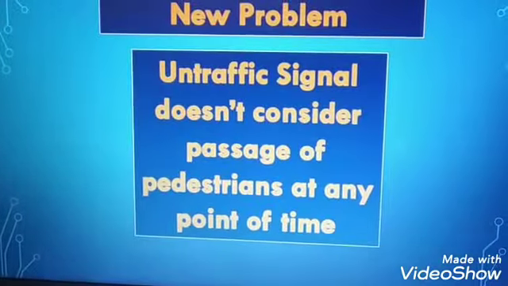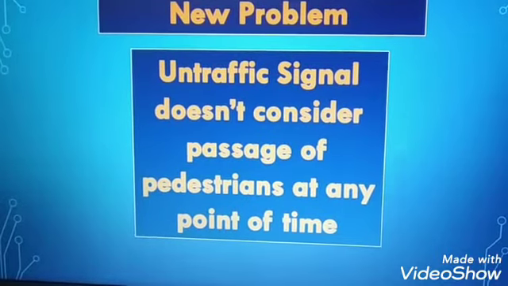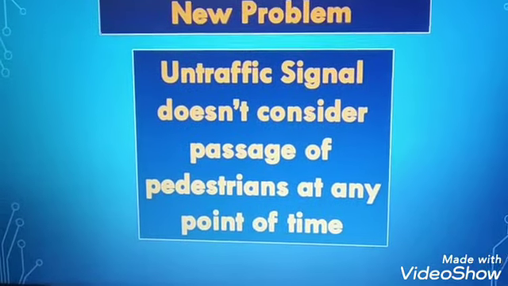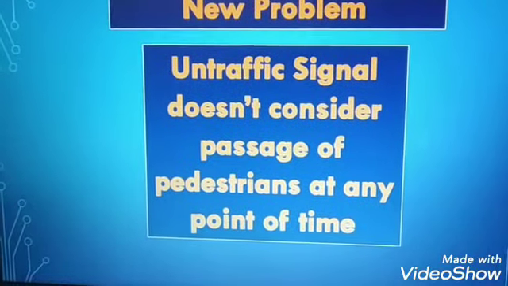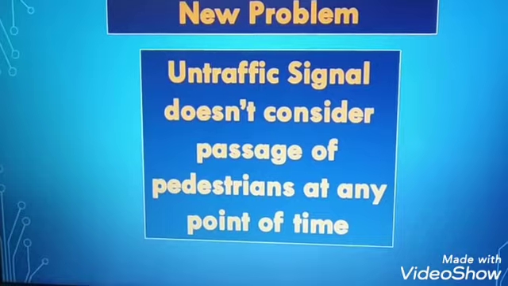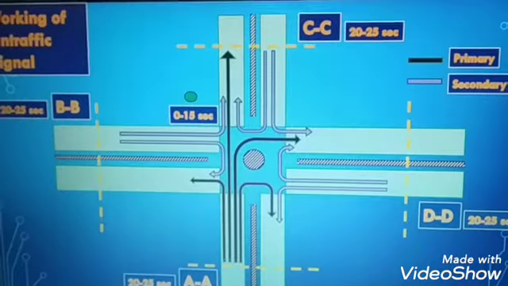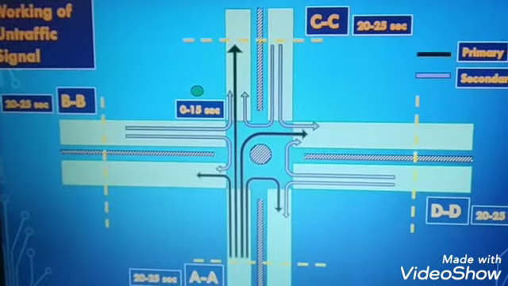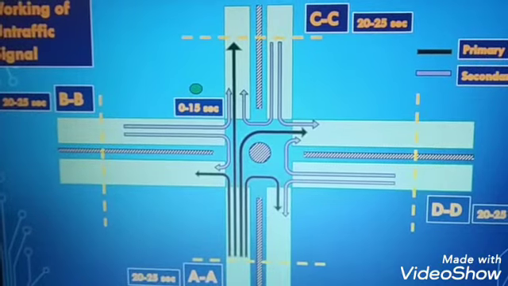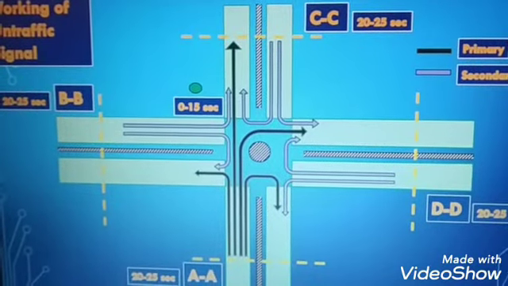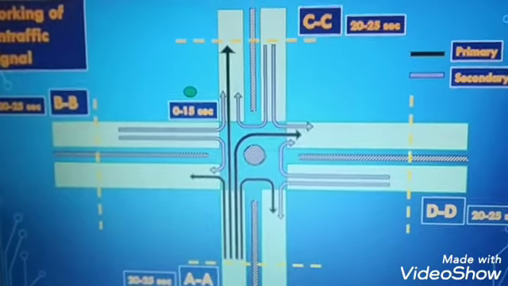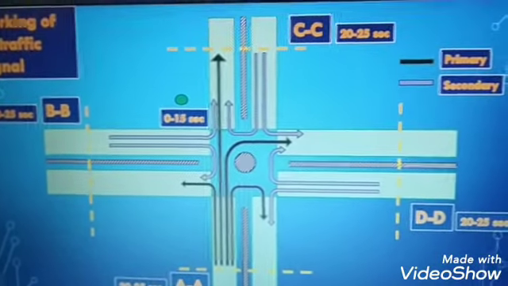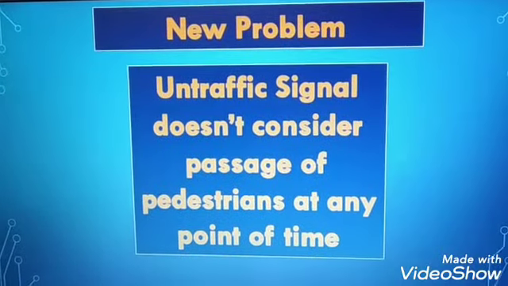Now this method has solved the traffic problem at signals, but it gives us a new problem, which is passage of pedestrians while the vehicles are moving. As you can see here, there is no possibility for pedestrians to pass through at any point of time during this cycle. Now this can have two resolutions for the passage of pedestrians.